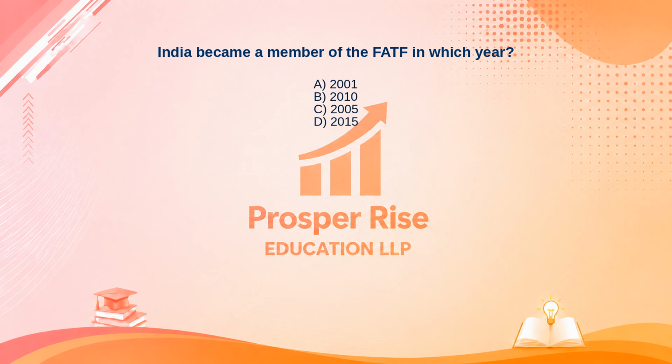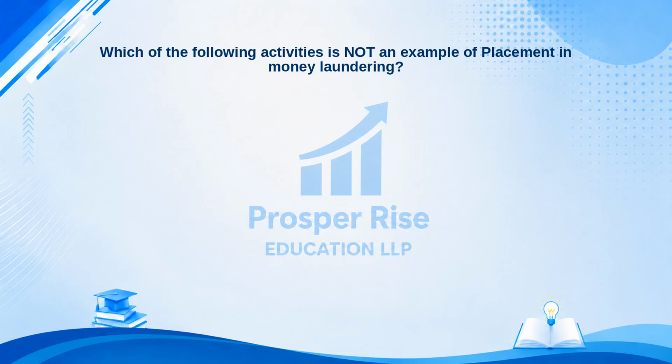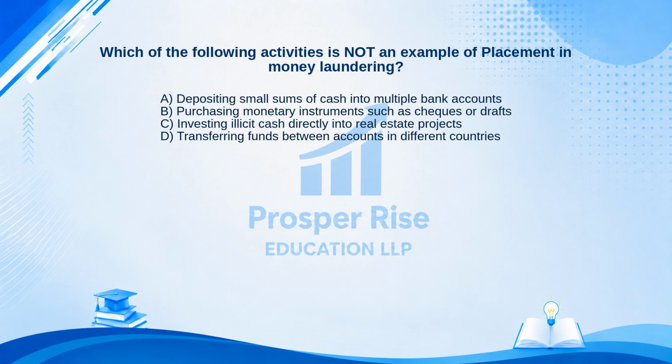Take a moment to pause the video and decide. The correct answer is option B. Let's see why. India became a full member of FATF in 2010 and is also part of two FATF-style regional bodies, APG and EAG. Test your knowledge with this one. Which of the following activities is not an example of placement in money laundering? Here are your options.